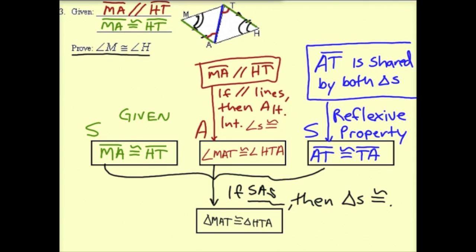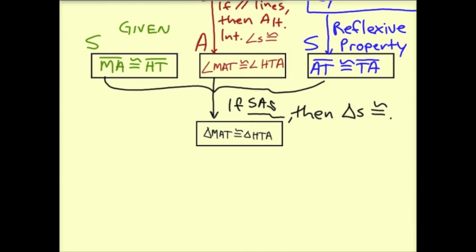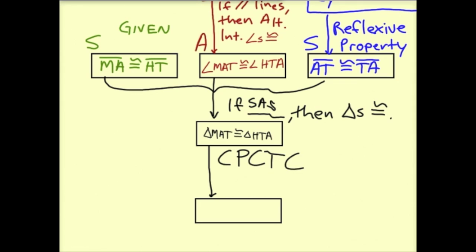Well, in order to do that, we're going to use the CPCTC. See, once we've established that the two triangles are congruent, then all of the parts of the two triangles are congruent. That's what CPCTC stands for. Corresponding parts of congruent triangles are also congruent. And so we can say, given the fact that triangle MAT is congruent to HTA, that means angle M must be congruent to angle H. And now we're done with the proof.